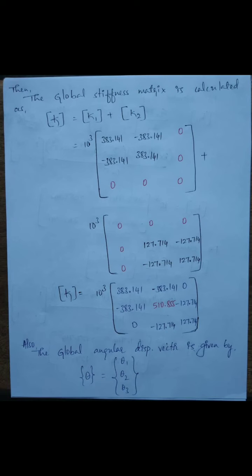k1 is the matrix value corresponding to element E1, which consists of nodes 1 and 2 and third node is absent. This means you write zeros along third row and third column, which has been shown by the zeros written in red color.